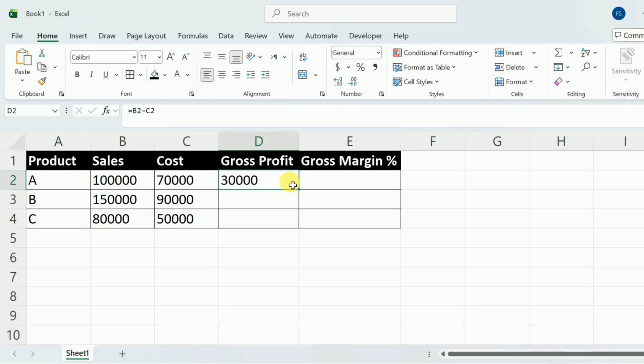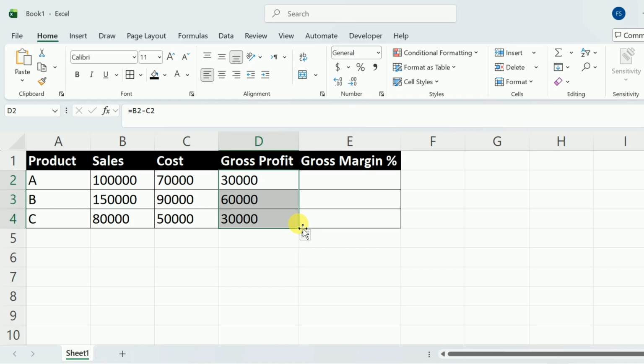Now drag this formula downward to calculate the gross profit for the rest of the products. For product B, the gross profit is 60,000, and for product C, the gross profit is 30,000. Now our gross profit column is complete.